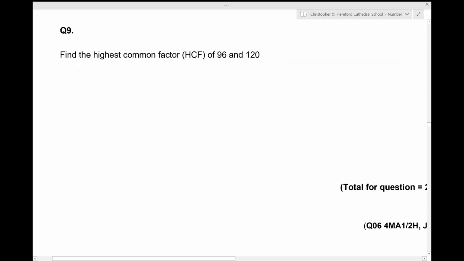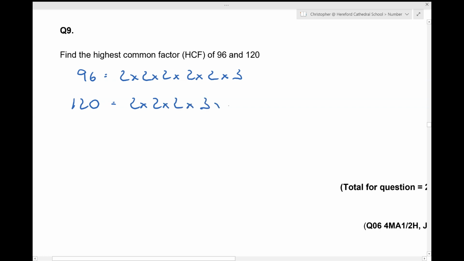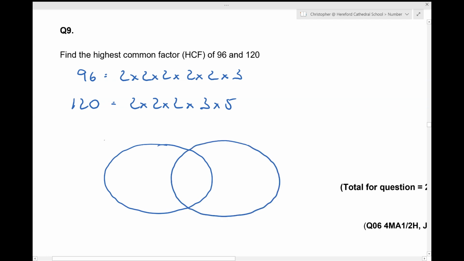Question 9. Right, 96 is a product of primes. Use the fact button on the calculator. 96 is 2 times 2 times 2 times 2 times 2 times 3, or 2 to the power 5 times 3. And 120 is 2 times 2 times 2 times 3 times 5. Let's put these factors into a Venn diagram.